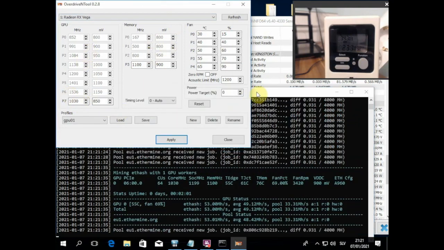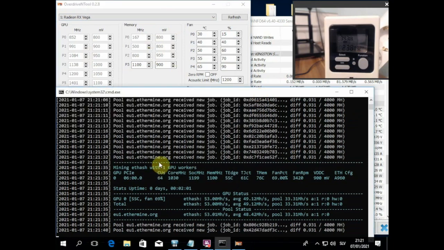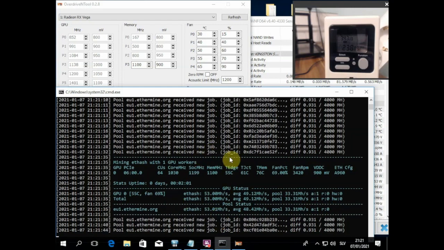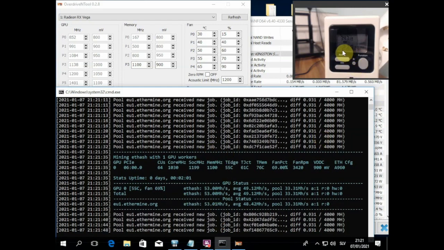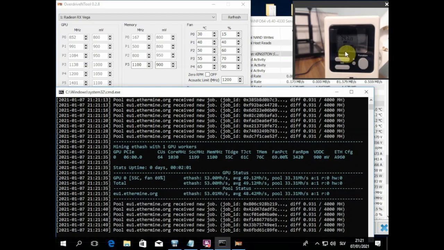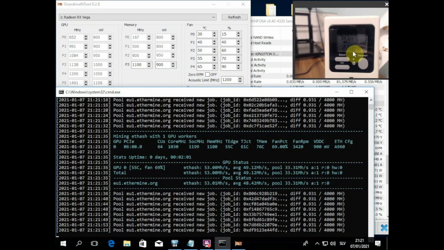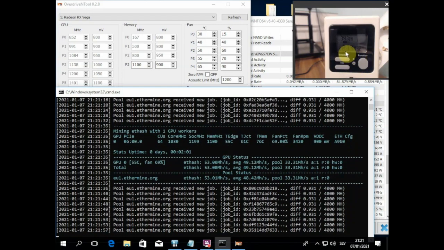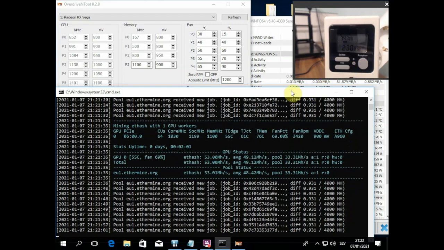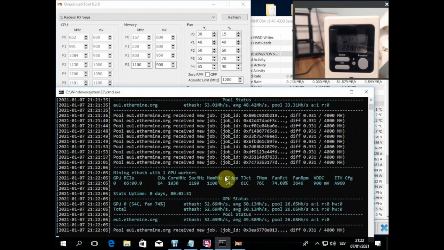So 1030 and 1100. We get around 53 mega hash at power consumption of 200. Oh, this is jumping around. I'm sorry, this parameter is not the best, but it will do the job. I think roughly we can say it: 230 at the wall, so 210 for GPU alone, and 52.7 mega hash.